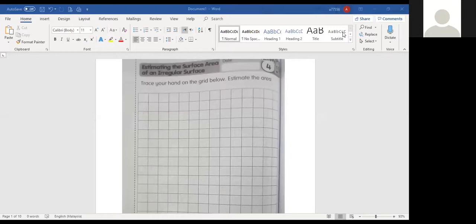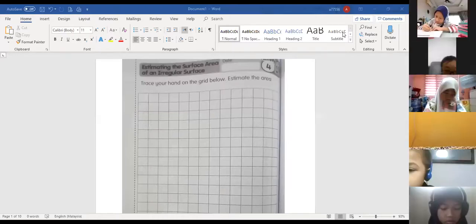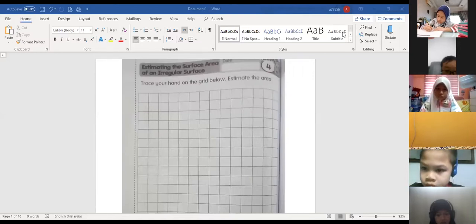Okay, you have finished drawing. You can count the estimate area of your hand. Al-Ainu. Who has finished counting, tell teacher. What is the estimate area of your hand? Very good. Delisha Amani, correct. What about the others?